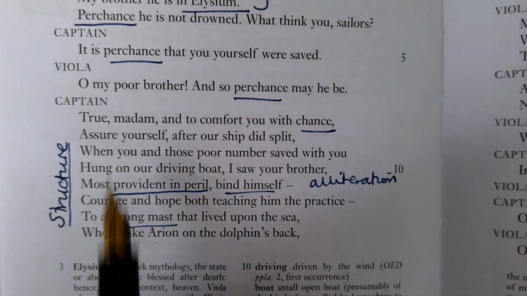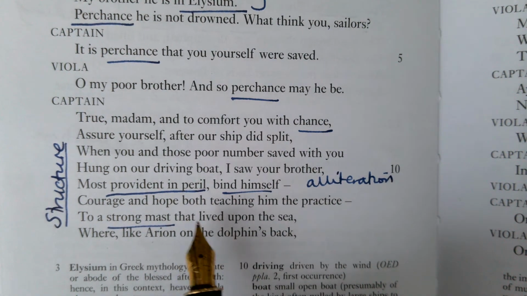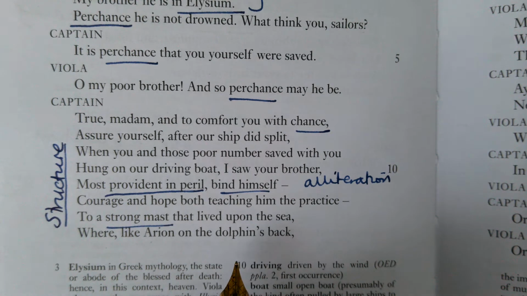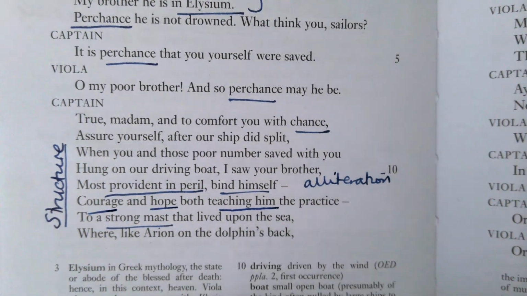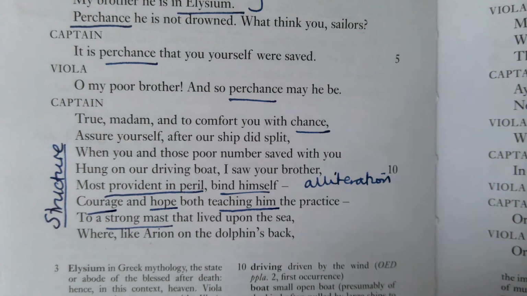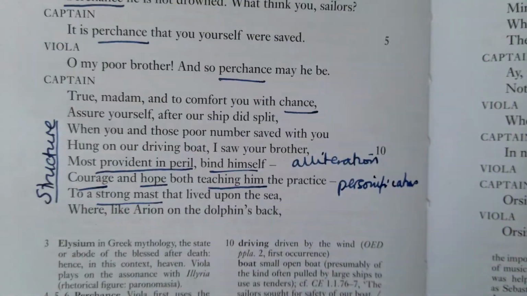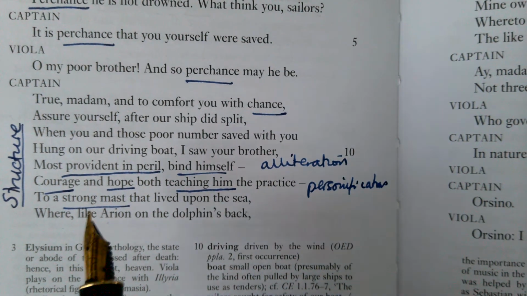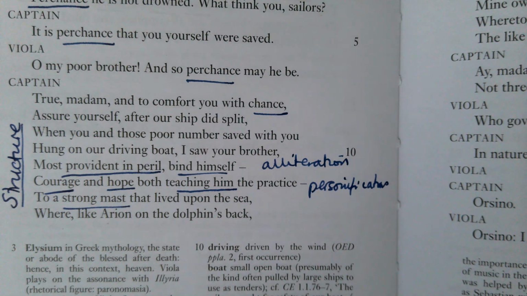Can anyone tell me, in this line, what AO2 is going on? Courage and hope, both teaching him the practice. What literary terminology would we use to discuss that line? Courage and hope, teaching him. Sarah Lily? Yeah, we've got personification there. Courage and hope are abstract nouns. You can't actually teach him anything, so here they're personified. But what that means is, in the midst of all of this shipwreck, he retained courage and hope. So it's another indication of what his character is like.